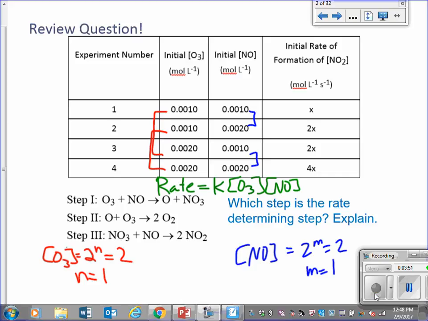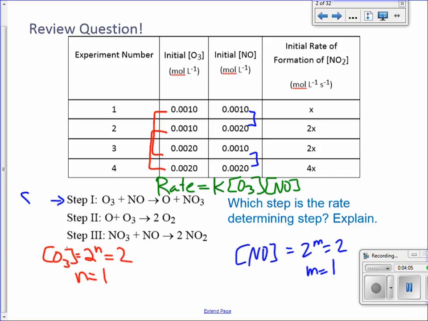Okay, so which one's going to be the rate determining step or the slow step? You're looking here at your possible reactants. The only one that has those two together is going to be the first one. So this one would be your slow step or your rate determining step. Okay? Based off of the rate law that you got from the experiments, the data. It's all data driven.